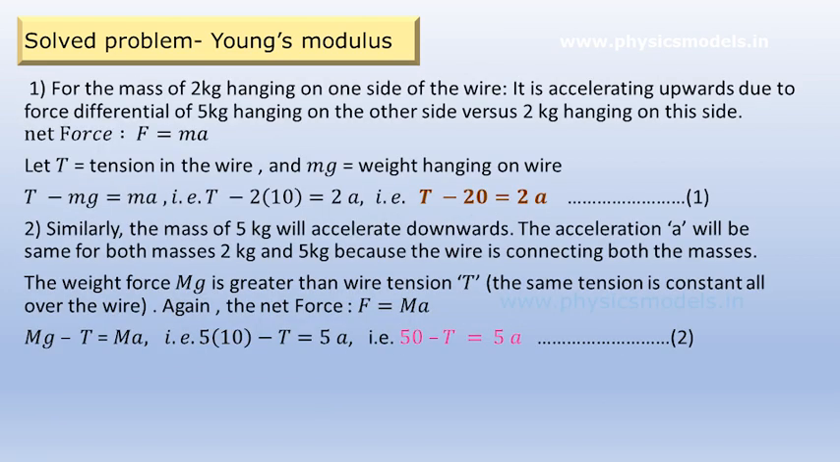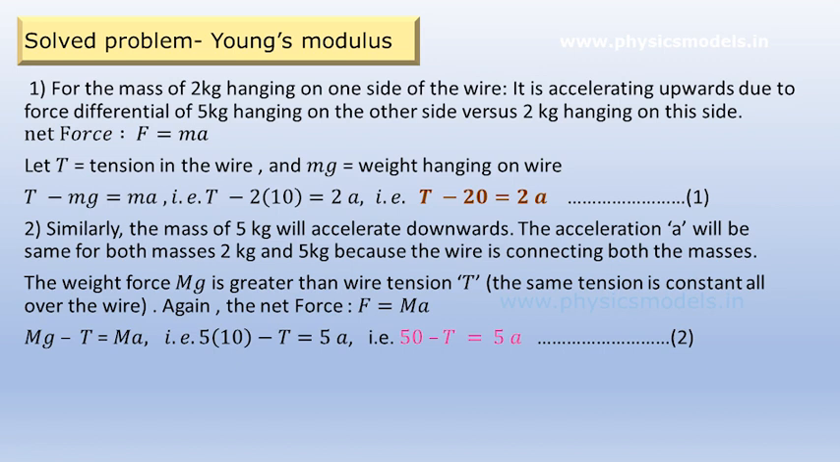Now for the 2 kg mass which is accelerating upwards, there is a net force that causes the acceleration. So F is equal to ma as per Newton's second law of motion, and that F is nothing but the tension in the wire minus the weight that is acting downwards for the 2 kg mass. So T minus mg is equal to ma for the 2 kg mass. So T minus 2 kg into 10, g was equal to 10, that's equal to 2 into a. That means T minus 20 is equal to 2a.